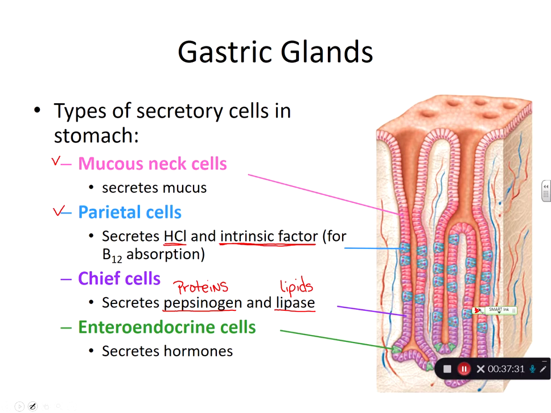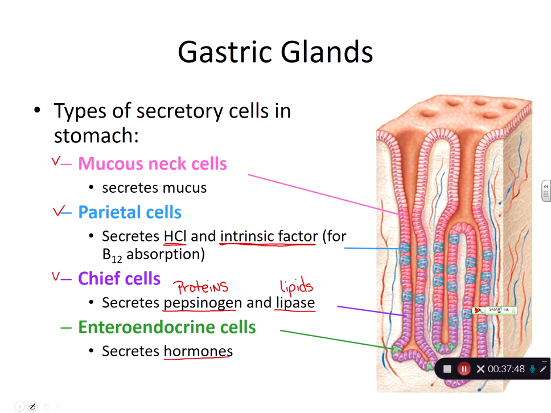And then lastly are these little green ones called enteroendocrine cells. The name of that should tell you what it does. Think endocrine system. They release hormones. Okay, so these are releasing some hormones.